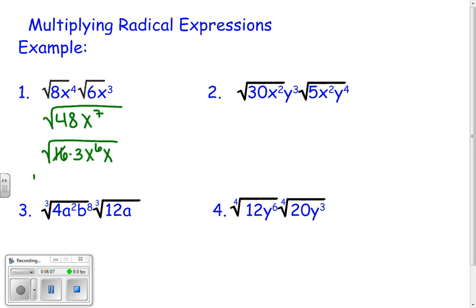The square root of 16 is 4. The square root of x to the sixth is x cubed, which means I'm left with the square root of 3x. You need absolute values around the x cubed because you started even and ended odd.